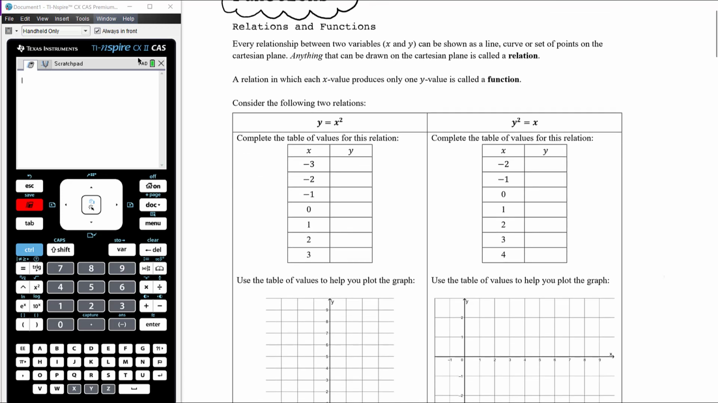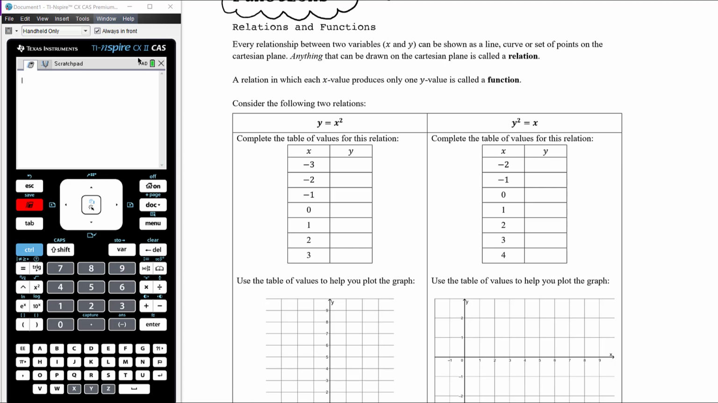So we're going to start by talking about this idea of relations versus functions. Every relationship between two variables, and commonly we use x and y to represent those two variables, but they might be different letters. We've looked at examples with time and height, where the variables have been t and h. So it doesn't matter what you call the variables. There's the variable that goes on the horizontal axis, x, t, whatever it might be, versus the variable that goes on the vertical axis, y, h, whatever it might be.